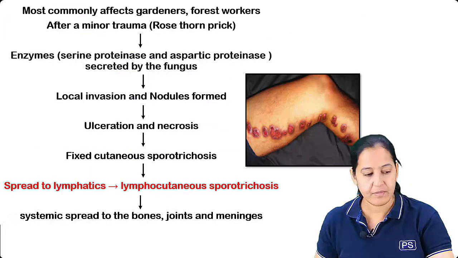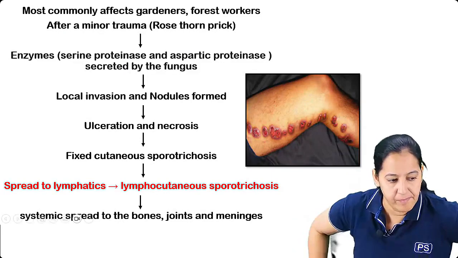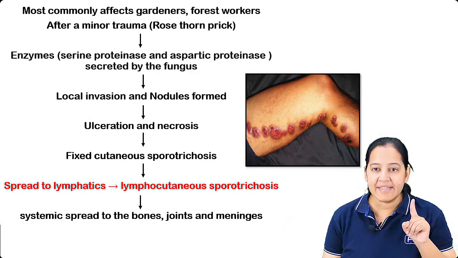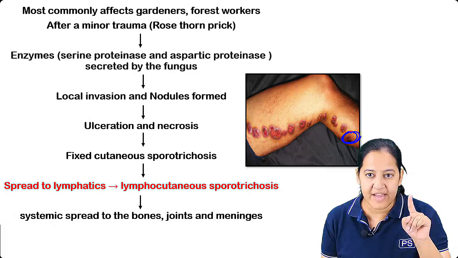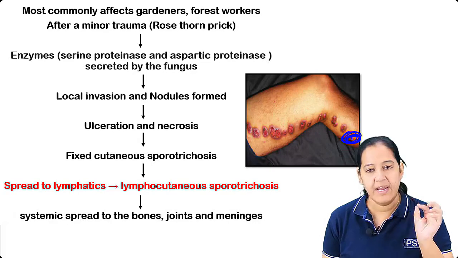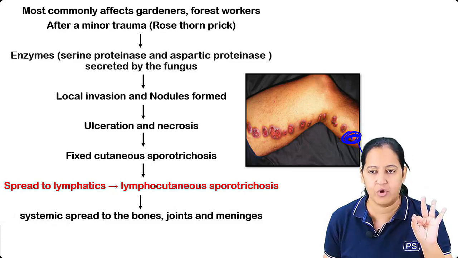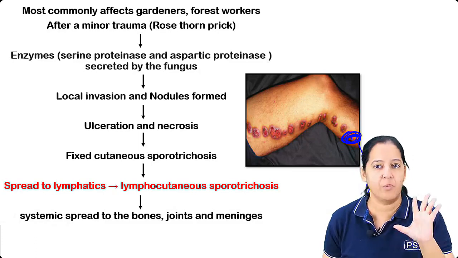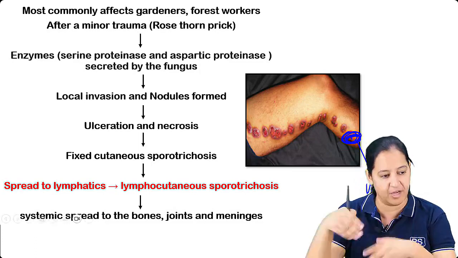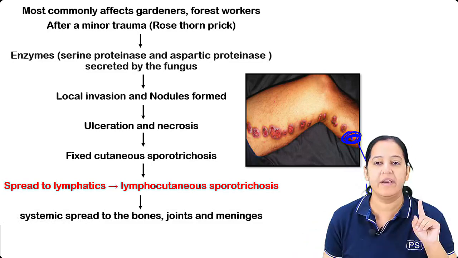Listen. Whatever point it enters in the human body, number one, it produces an ulcer there. It enters via the thorn prick. Whatever point it enters in the human body, it produces an ulcer. Maybe the hand, maybe the finger, maybe the leg, maybe the foot, whatever. It produces an ulcer there.